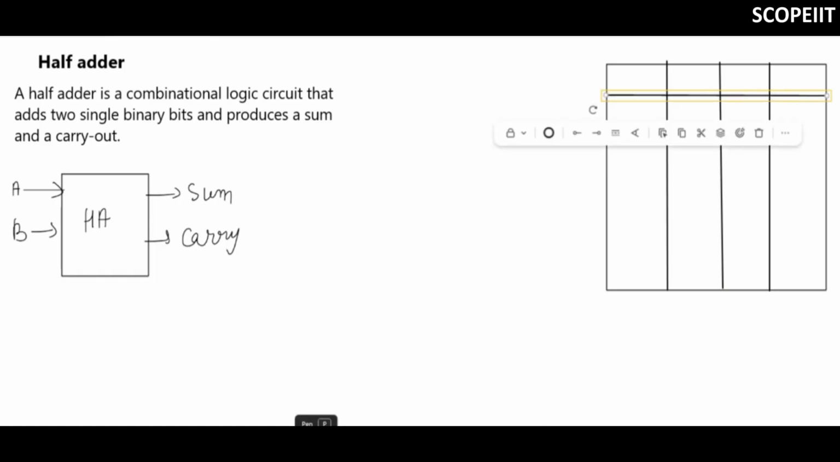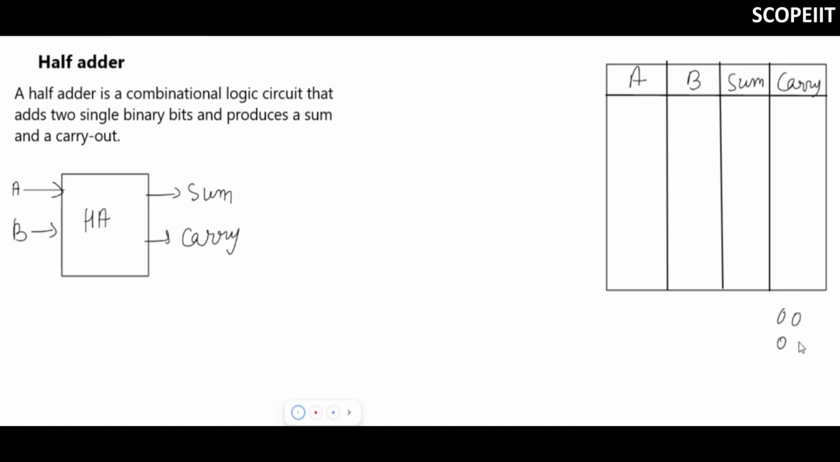Now see here, how many inputs are there? Two inputs A and B, and outputs are sum and carry. So here we will write A, B, then sum, and last carry. In digital logic, if there are two inputs, the possibilities are 0 0, 0 1, 1 0 and 1 1. So we write the same thing here: 0 0, 0 1, 1 0 and 1 1.